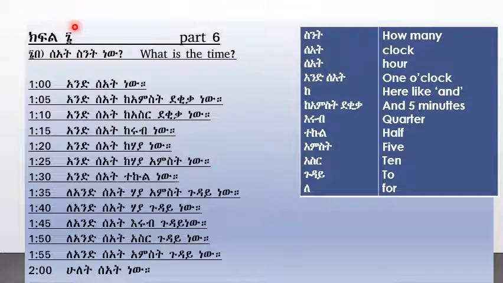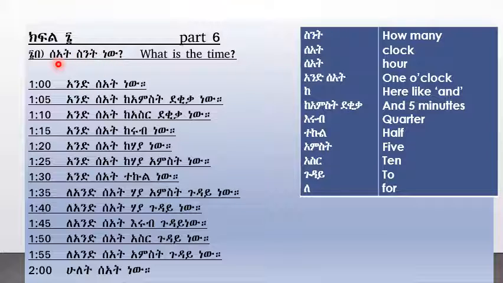Last time we studied numbers. Now let's see the numbers we have learned. Part 6: What is the time? In Amharic, ሰዓት ስንት ነው?